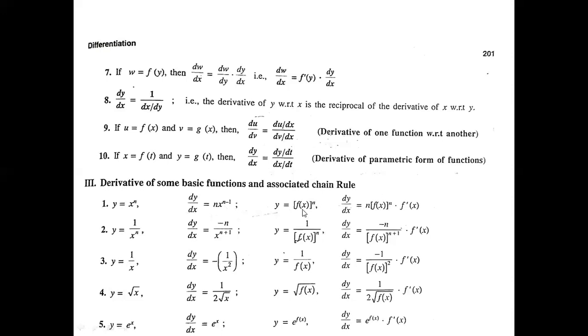This is the chain rule. By the chain rule, we can write dy by dx is equal to n into f of x whole to the power n minus 1. By the chain rule, the derivative of f of x is f dash.